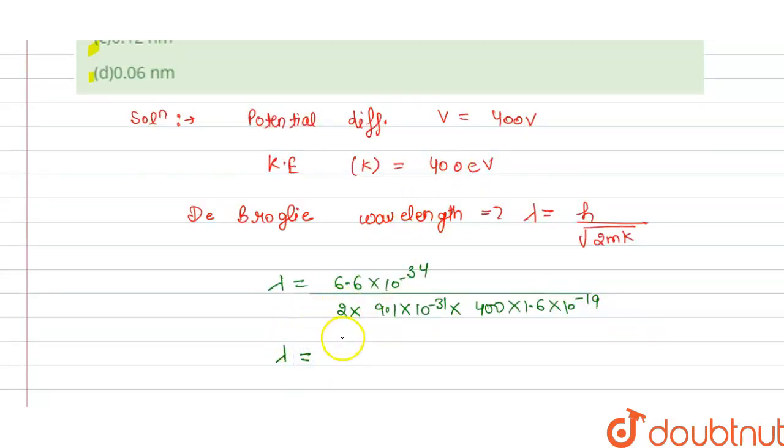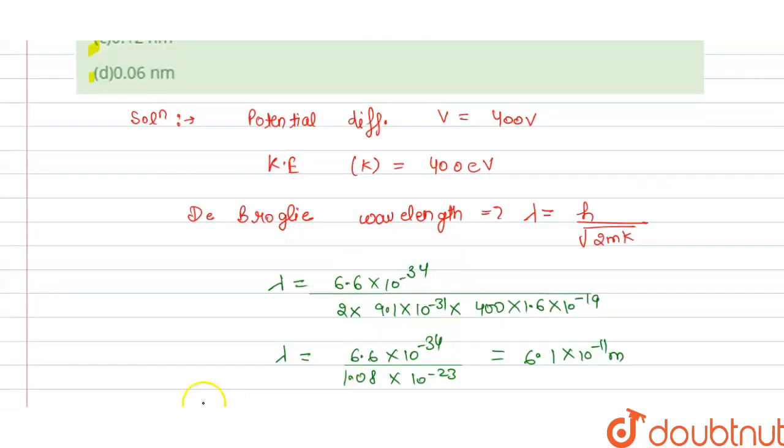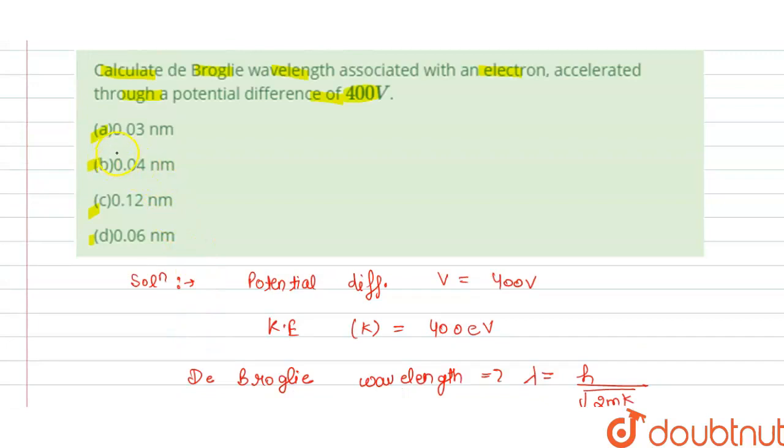So from this we get our wavelength as 6.6 into 10 power minus 34, divided by 1.08 into 10 power minus 23, and from this we can write that this equals 6.1 into 10 power minus 11 meter, and this equals 0.06 nanometer, so we can convert it into nanometer. So this is the answer for this question. Now we check which option is correct here. So option D is correct.